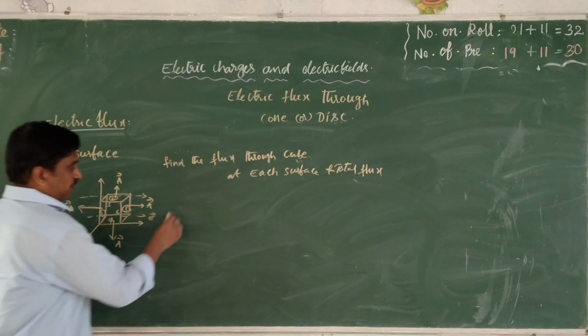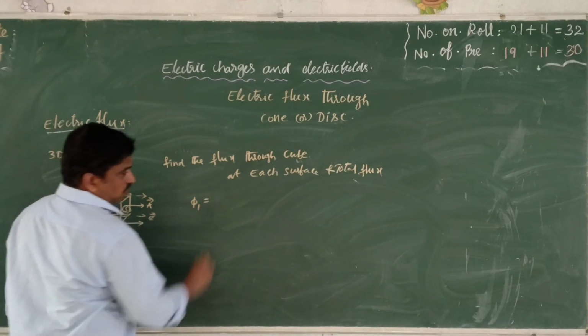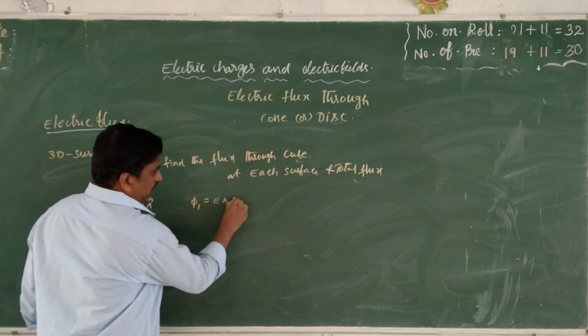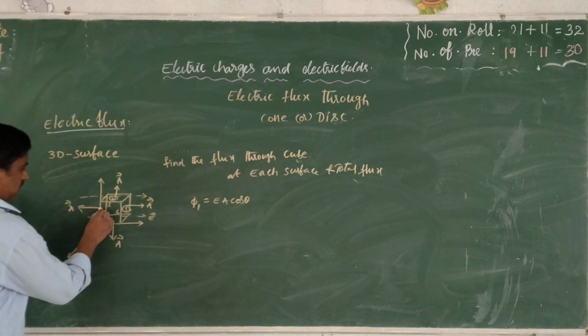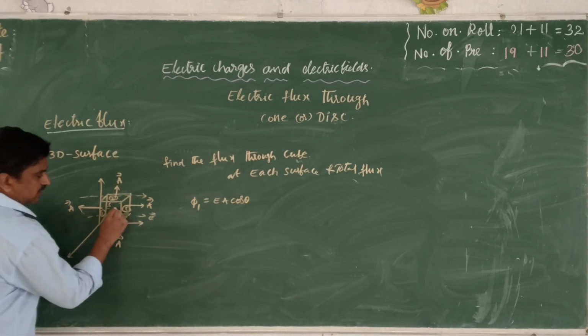For that we can find the flux. See, flux through the first surface. What is the formula? EA cos theta. Here, this is the area vector, and this is the direction of the electric field.